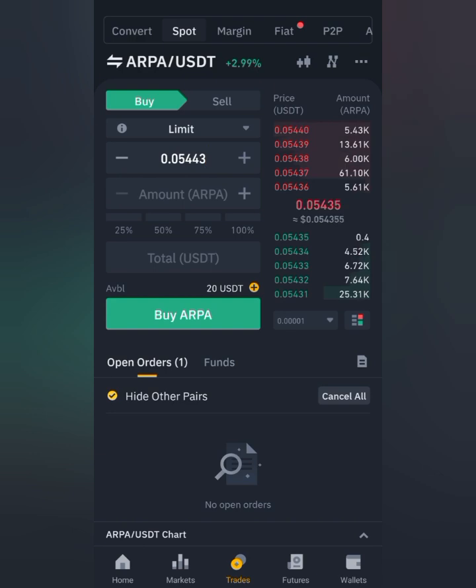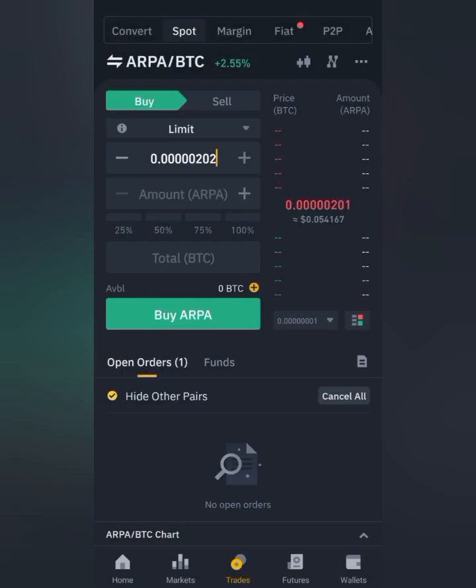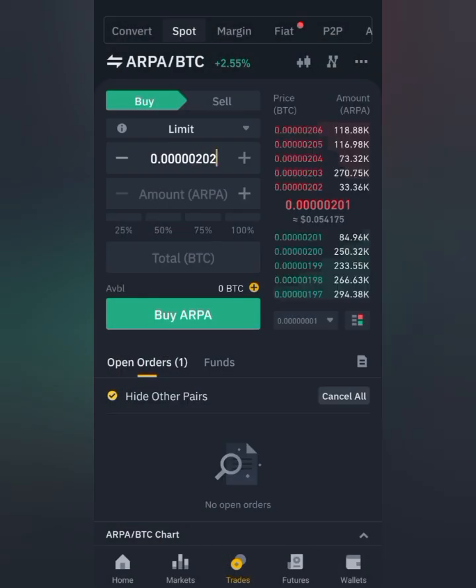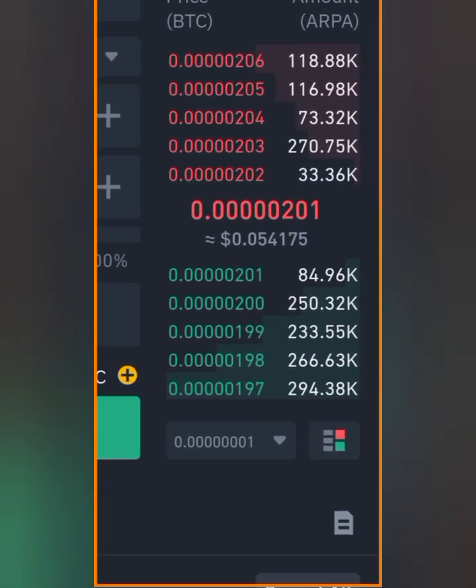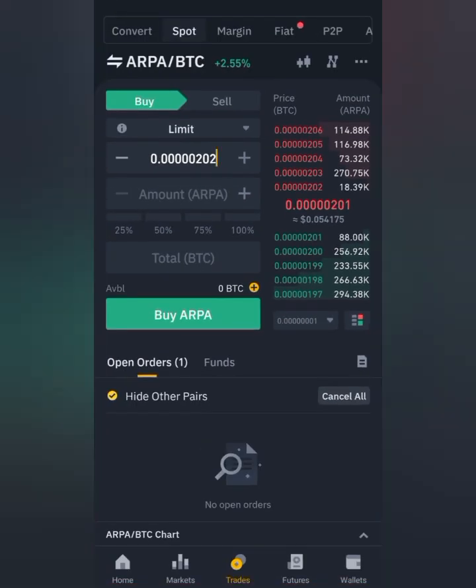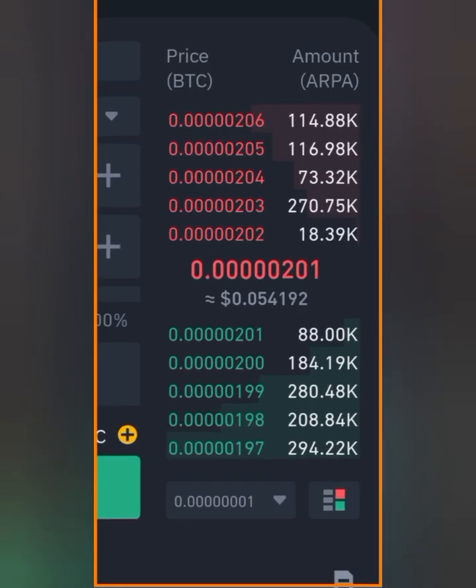And then USDT is the highest. So we're going to start with the BTC, because BTC is the lowest. So BTC has the lowest price. If you look at it here, that's the lowest price, 0.541, right? While ARPA USDT has the highest price, okay? So as you can see that ARPA BTC is the lowest price. Let's be sure that it still is the lowest price, 0.541.